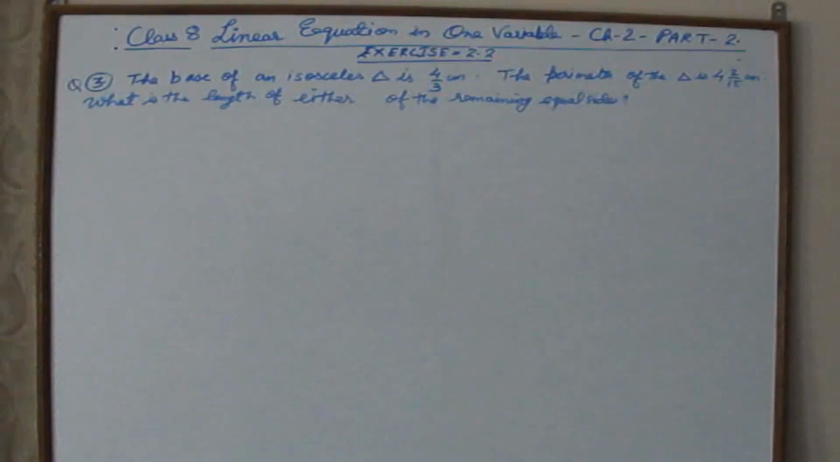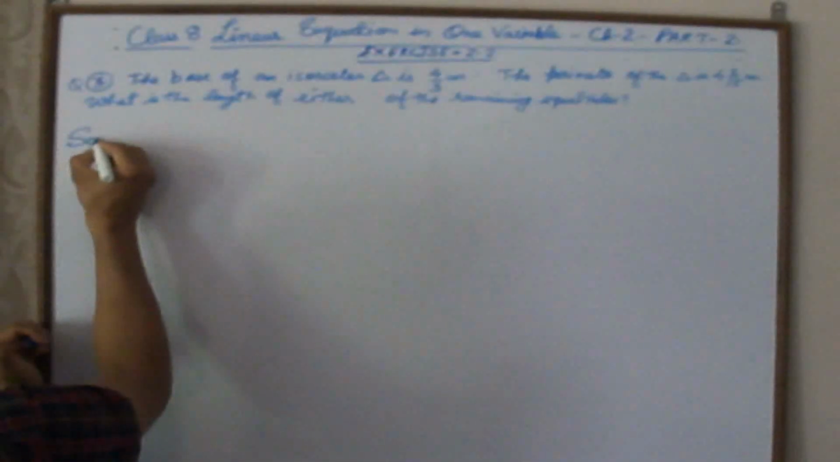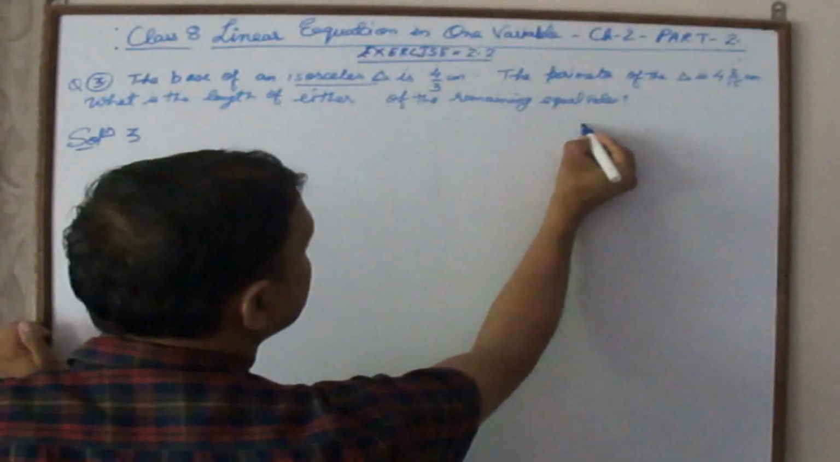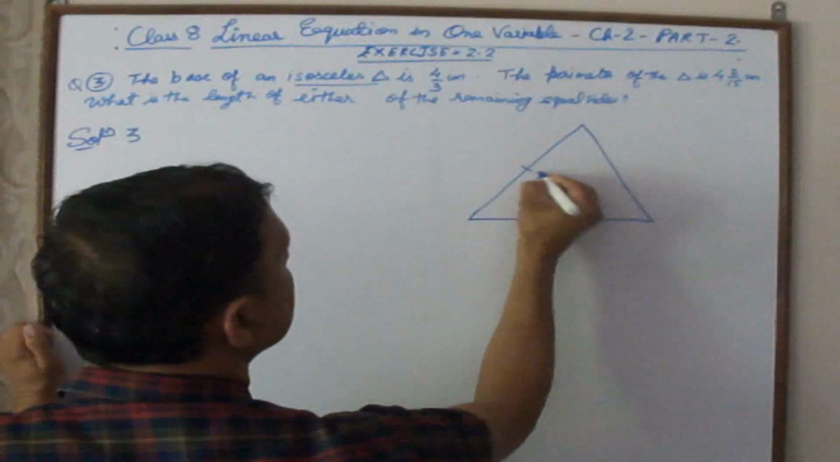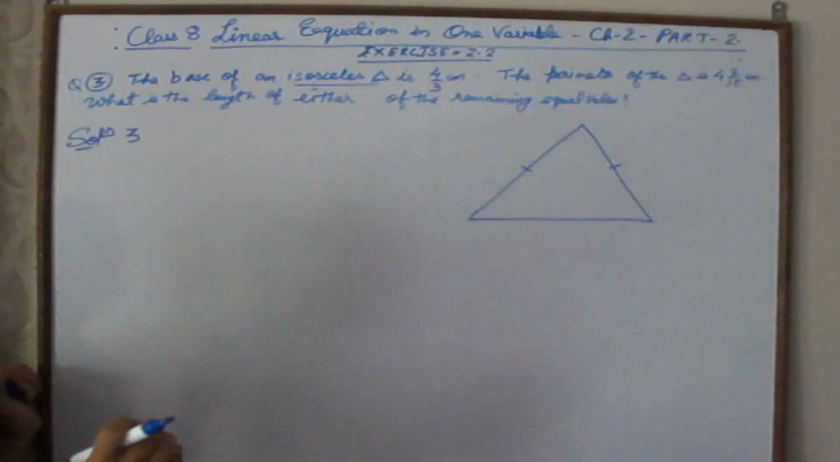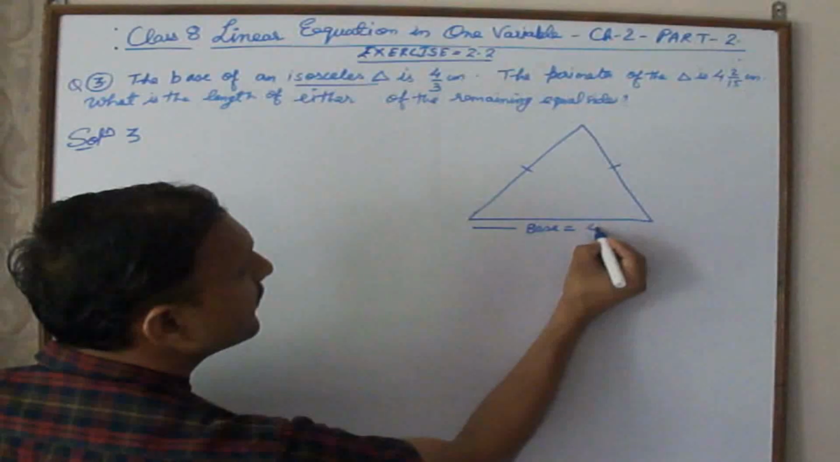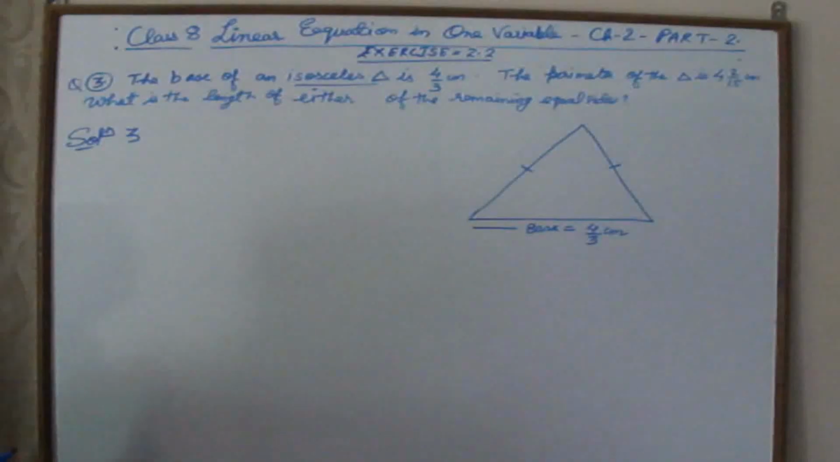Now let us begin question number 3. Again let's read the question carefully. Base of an isosceles triangle. An isosceles triangle is given. If any two sides of a triangle are equal, then it is called an isosceles triangle. The base is given to us as 4 by 3 centimeter, and the remaining two sides are equal. As we know, in an isosceles triangle any two sides are equal, so these are the two equal sides.